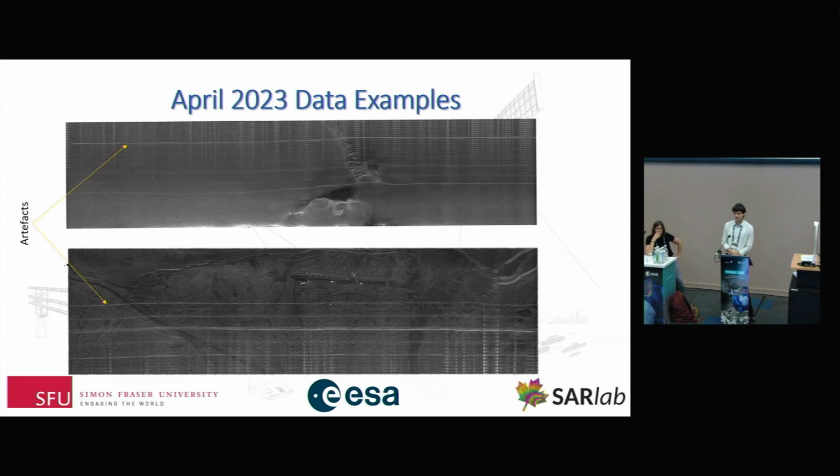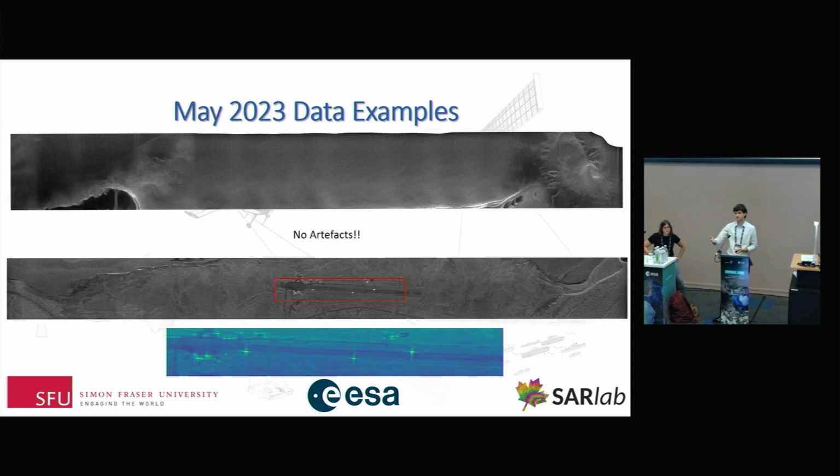I've got some examples here of those range artifacts that I was talking about. So this is the April 2023 data. You can see the C-band data. You can see these lines in constant range. And then in May, we were able to resolve these through messing with the radar parameters a little bit.